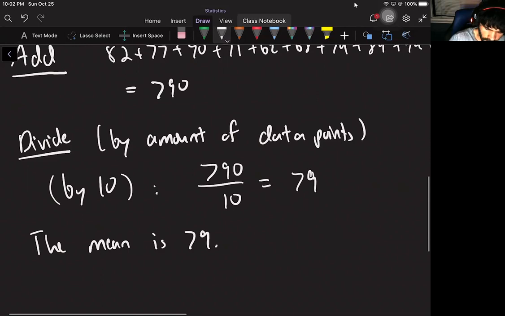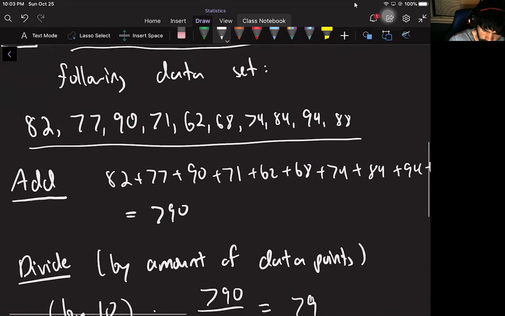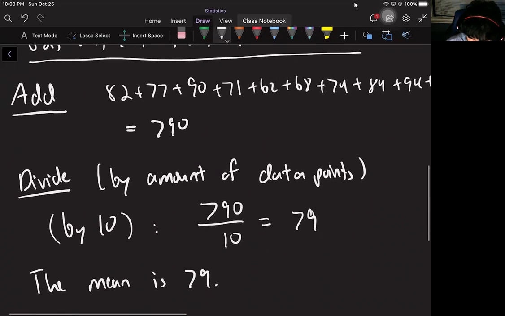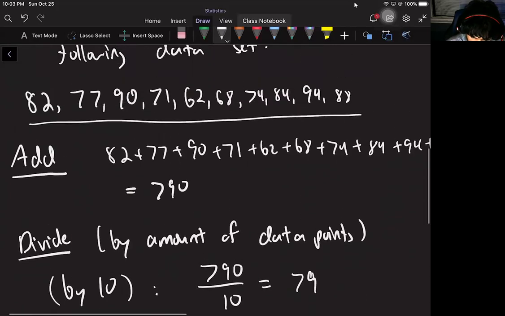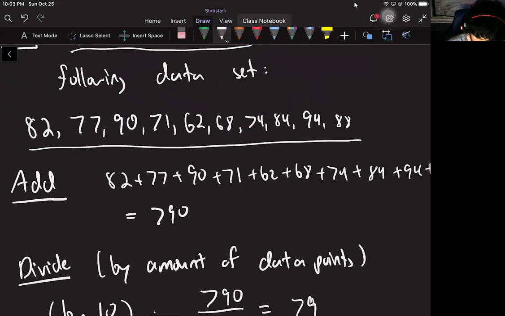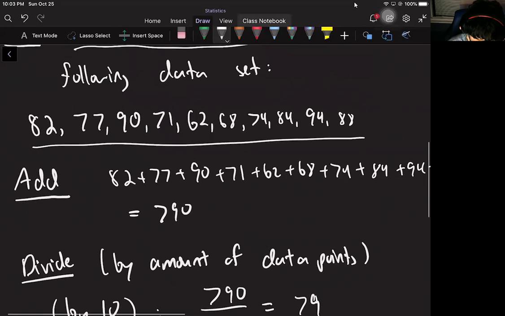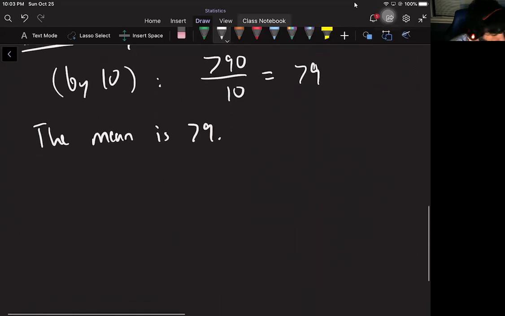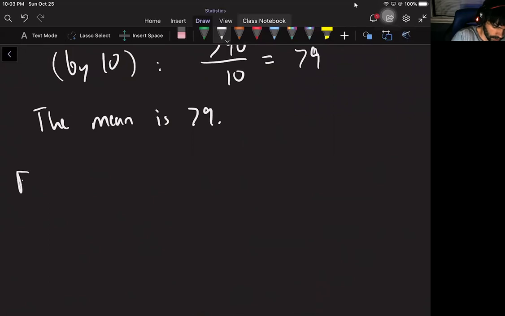The mean of that data set, this list of numbers, is 79. So the idea is that 79 is somehow supposed to represent in one number what these numbers typically look like. As you can see, none of them are exactly 79, but the idea is that 79 is sort of nearby to most of them. Okay, let's just do smaller examples by hand just to practice.